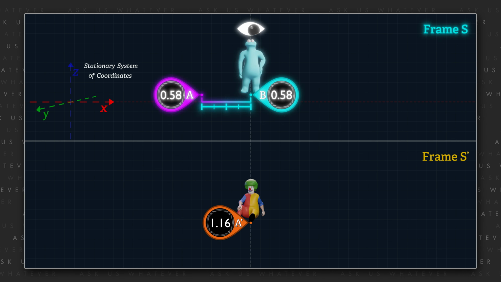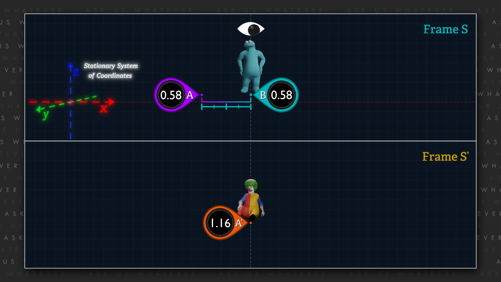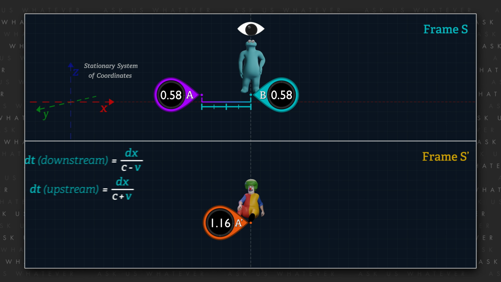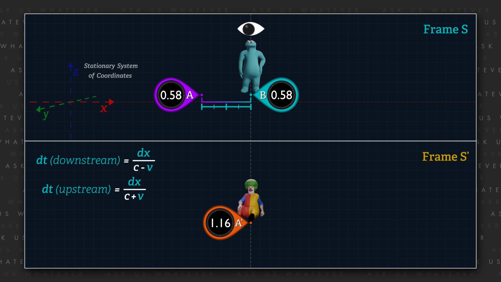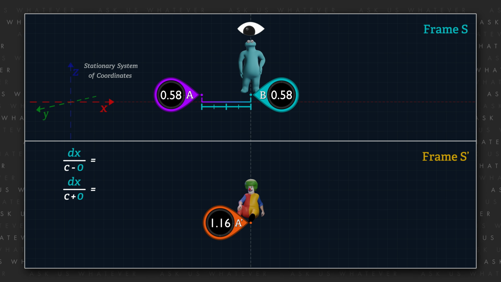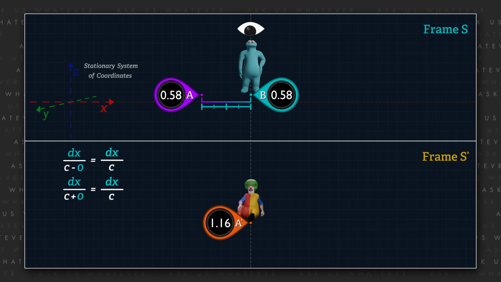And since frame S is linked to the stationary system of coordinates, meaning that the speed of frame S with respect to those coordinates is 0, then clock synchronization in frame S produces no clock offset, since the amount of time required for light to travel a distance dx in either direction in frame S is simply equal to dx divided by c. And so there is no need to adjust clocks in frame S to force light speed to be constant.